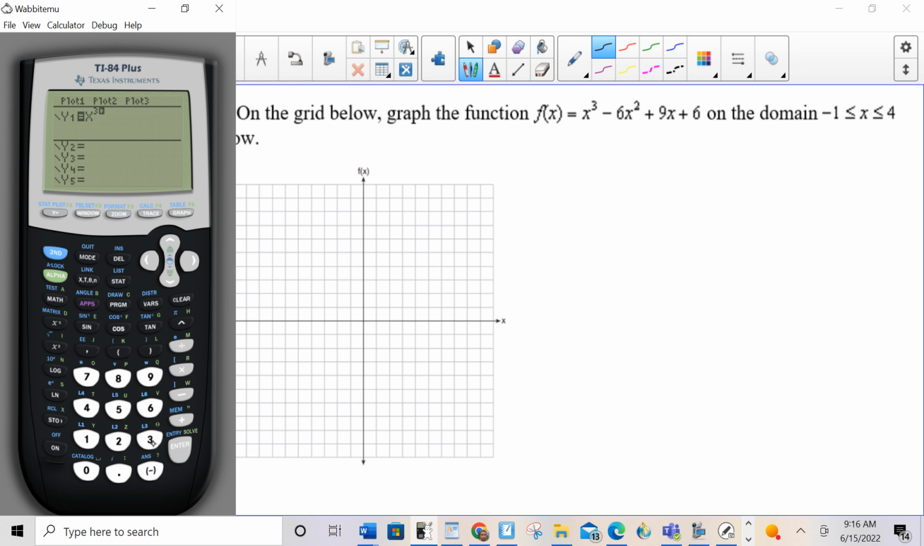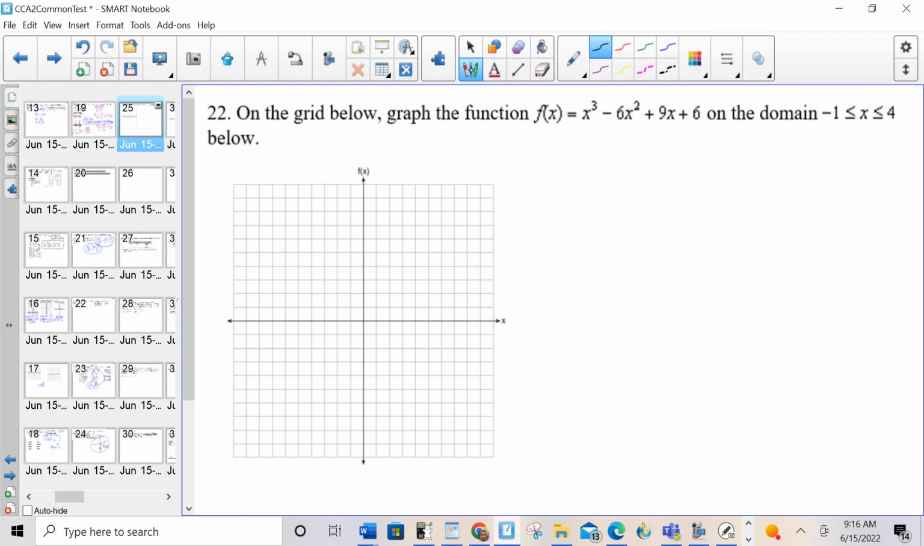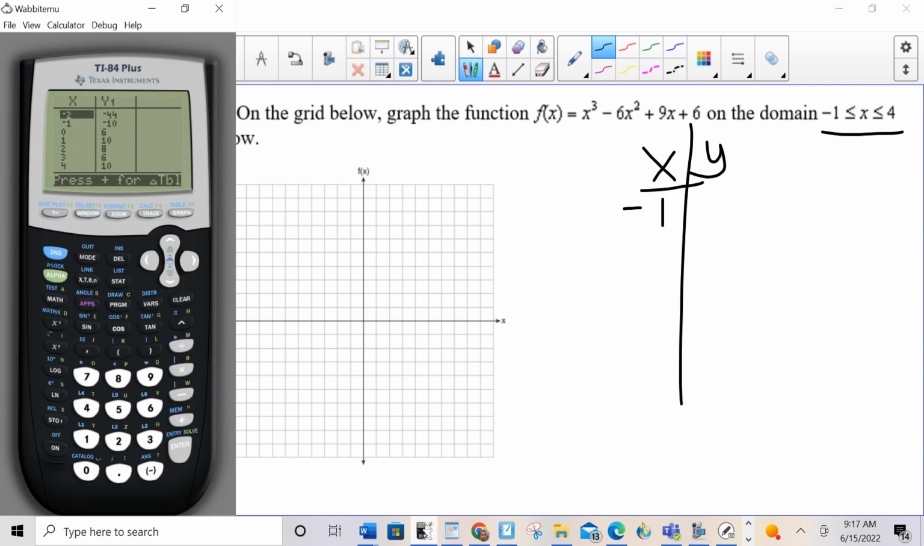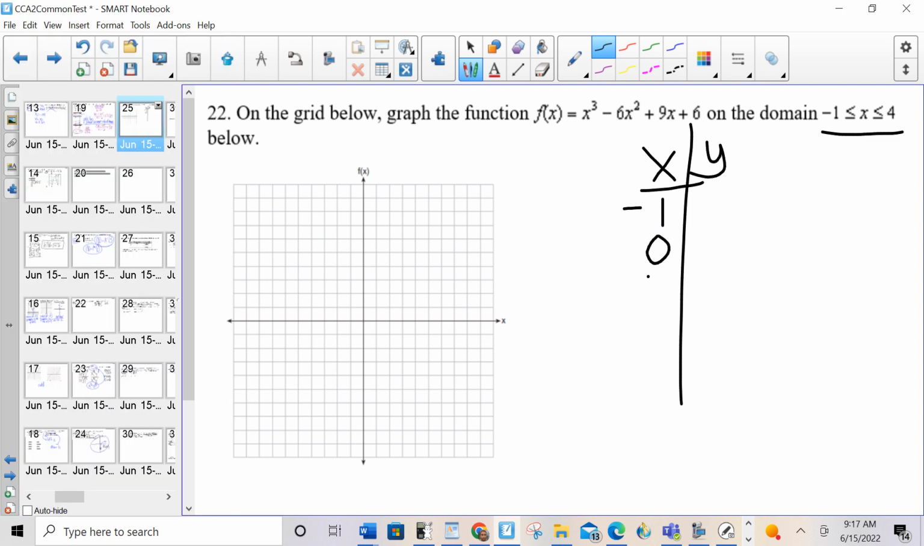X to the power of 3 minus 6x squared plus 9x plus 6. Go to the table of values. It's telling you it wants it from negative 1 to 4. So that means my table is going to start at negative 1 and end at 4. You only have to plot the nice points between negative 1 and 4. I think for this particular question, they're all nice. So negative 1, 0, 1, 2, 3, 4.